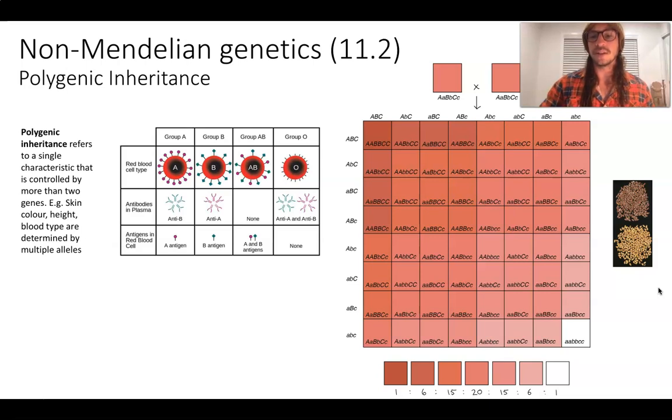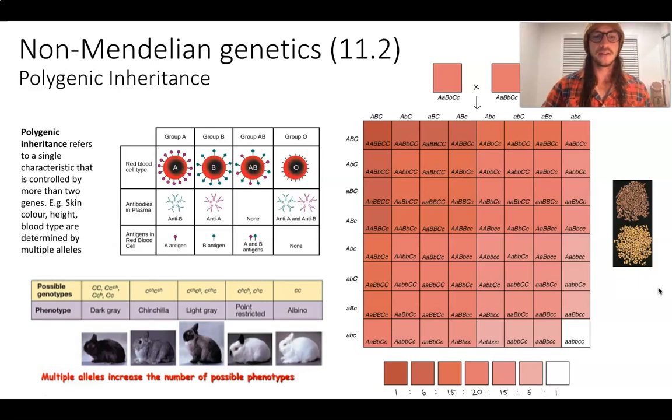So, takeaway message is we're looking at multiple alleles. So how more than one gene can result in one trait. The takeaway point here is multiple alleles increase the number of possible phenotypes. And we can see that here in this example as well, with fur color of these rabbits from dark gray to albino. So let's look a little more at non-Mendelian genetics that does not fall nicely into what Mendel observed in peas.